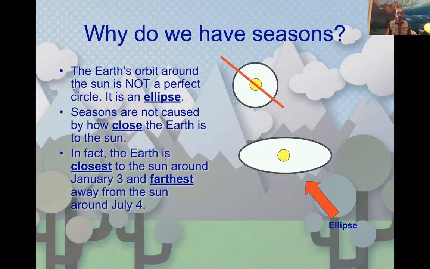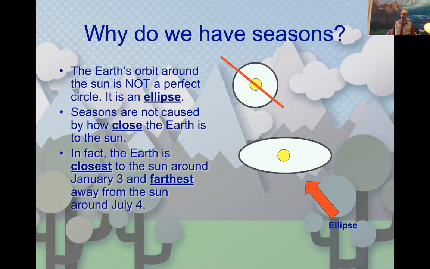Seasons are caused by how close the Earth is to the sun. In fact, that statement is kind of misunderstood. In fact, the Earth is closest to the sun around January the 3rd. And if you really think about the season, January the 3rd, the season is winter, but we're still closest to the sun. And that's simply because of the type of orbit, the ellipse, that our planet is taking around the sun. And the furthest away from the sun usually happens around July the 4th.